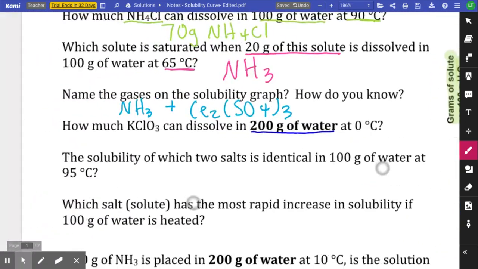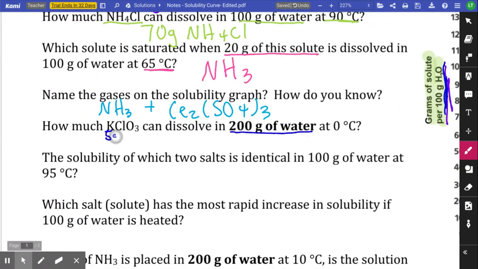You can do it a couple different ways. If I can dissolve 5 grams in 100 grams, then how many can I dissolve in 200 grams? You can do a cross multiplication. Or for me, I just realized 200 is twice 100. So if I can dissolve 5 grams in 100, that means I can dissolve 10 grams of KClO3 in 200 grams of water, just because it's double. If I have double the amount of solvent, I should have double the amount of solute able to dissolve.